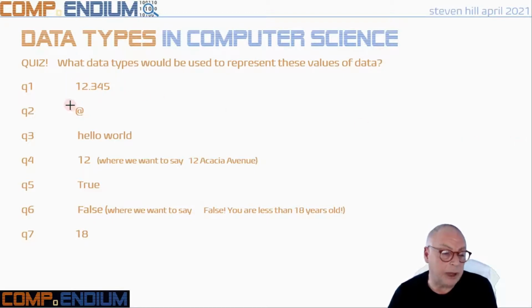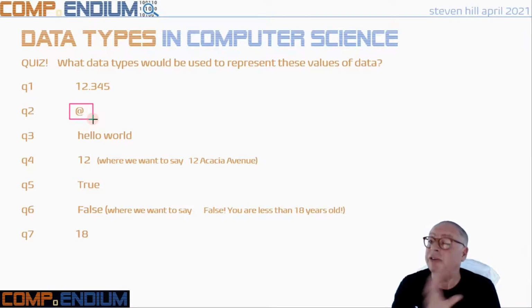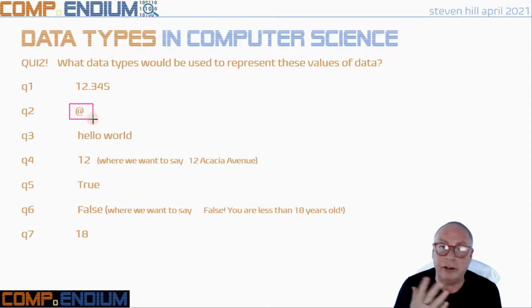So this one here, we have the @ symbol. So this one should have been easy because we've been talking about @ as if it was the most important character on the planet since the beginning of the video. The @ character you would store as a char or character data type because there's only one character, and of course it's not a number. We're not using it for maths, so it is quite clearly the char or character data type that we would associate it with in a computer program.